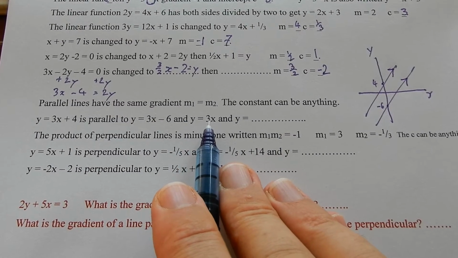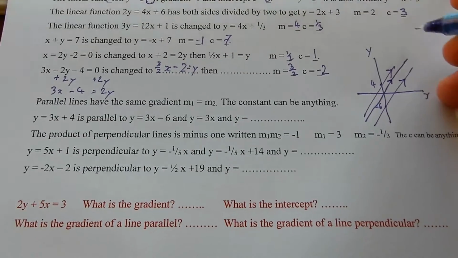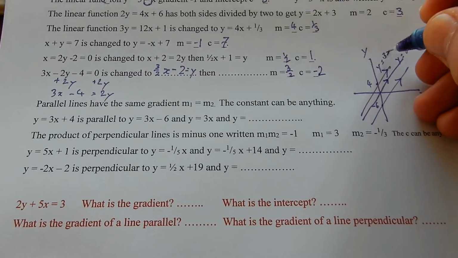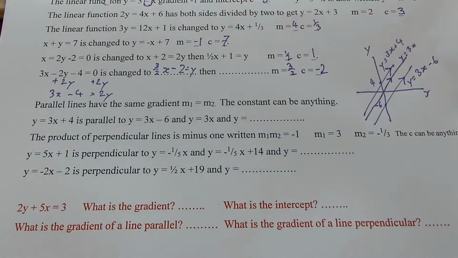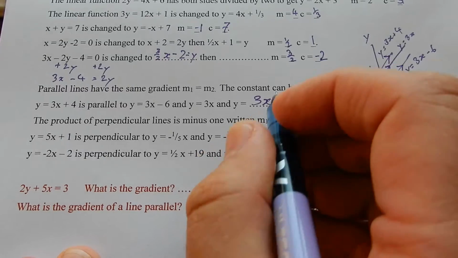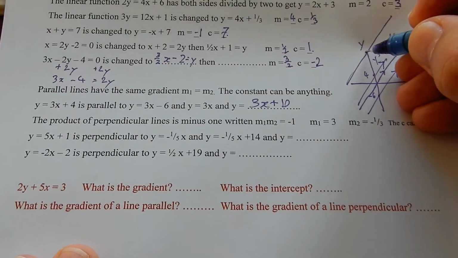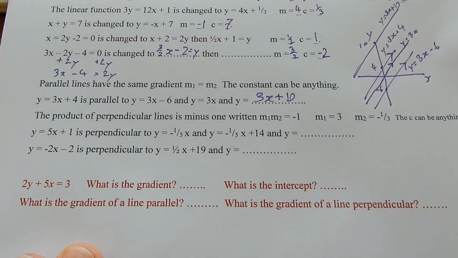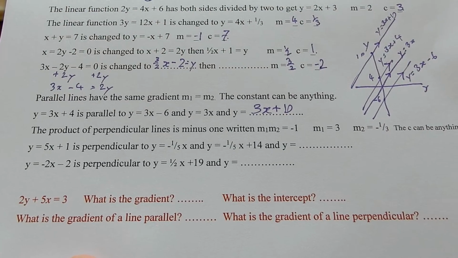And y equals 3x goes through the center. That's y equals 3x. That's y equals 3x plus 4. This one's y equals 3x minus 6. And y equals, say, 3x plus 10 will be there, where that's 10. They're all parallel. I'll put the arrows on. That proves they're all parallel because they've all got the same gradient.